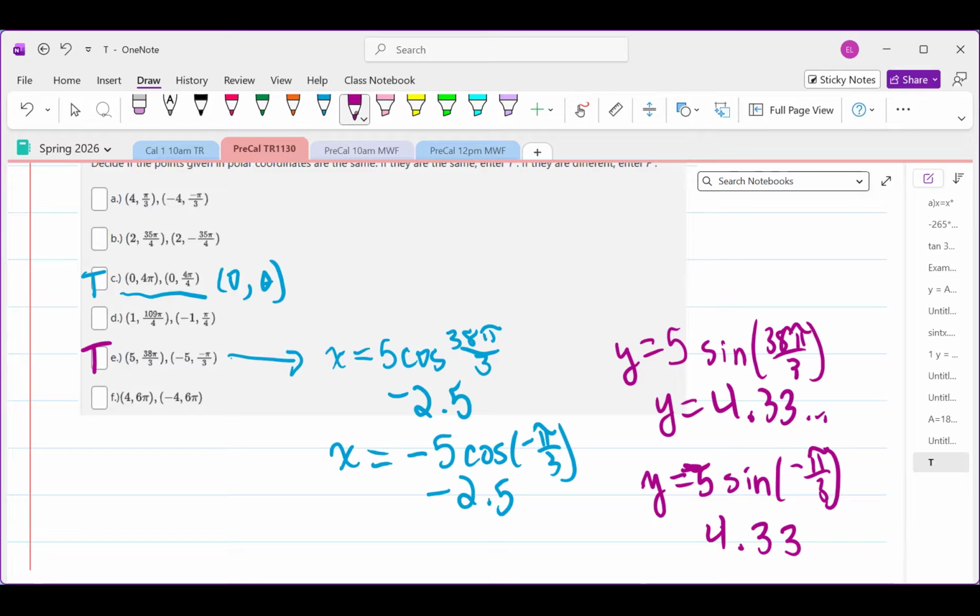So that's how to do that, using our same formulas and checking to see if both the x's and the y's are the same. You can also think through plotting the points and see if they're the same. Sometimes they are, sometimes they aren't.